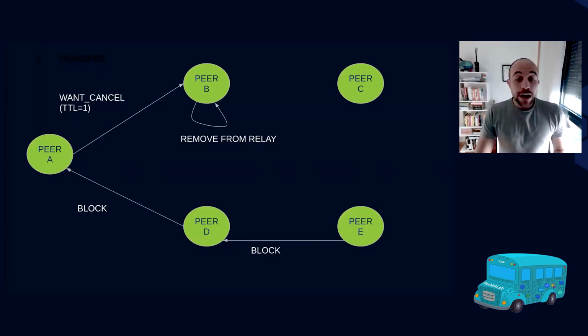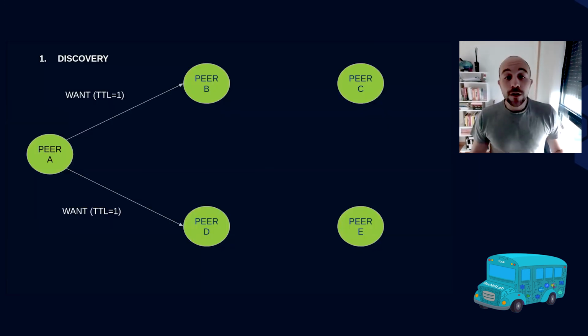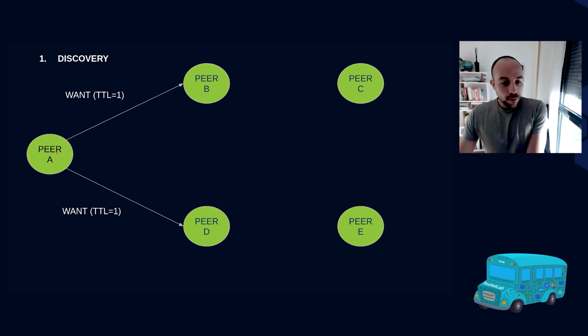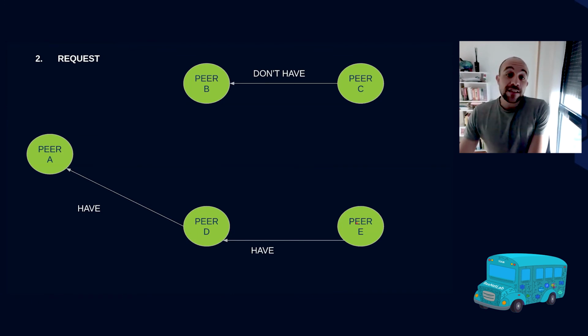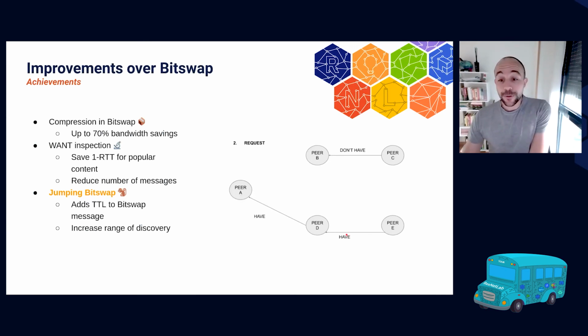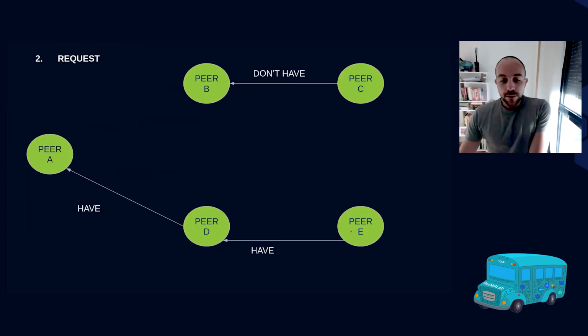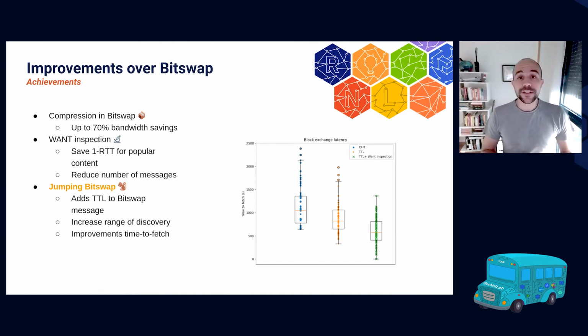What I mean by symmetric routing is that right now, when we try to fetch content, the block follows the same path that the request follows. So if our request was sent using this path, the block will follow that same path. In the case of the DHT, when we find a provider, we establish a connection directly to them. This is not the case in jumping Bitswap. In jumping Bitswap, the blocks follow the same path as the request, and this makes the number of messages increase a lot.